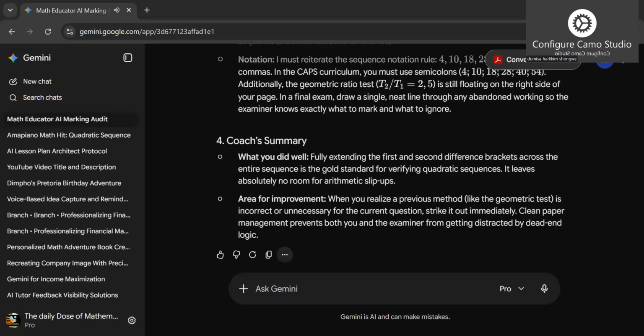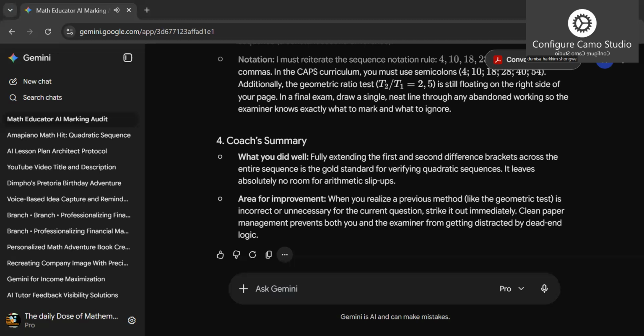Additionally, the geometric ratio test, T_2 over T_1 equals 2.5, is still floating on the right side of your page. In a final exam, draw a single, neat line through any abandoned working so the examiner knows exactly what to mark and what to ignore.